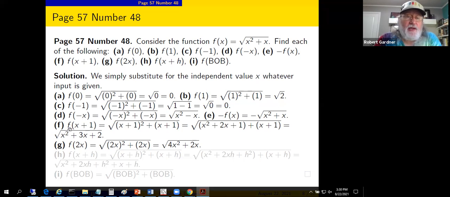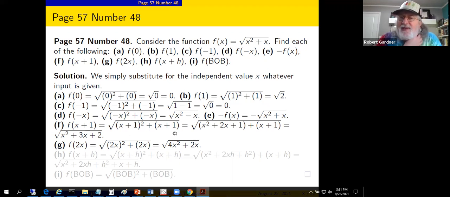Part F asks you to find F of X plus 1. Reading it fast again, F of X plus 1. Wherever you see an X up here in the definition of the function, there, there, and there, we're going to replace it with X plus 1. So F of X plus 1 would be X plus 1 squared plus X plus 1, square root of. Got the parentheses around it. The substitution has been made. Wherever there was an X here, we put an X plus 1 here. And then we'll take a square root. That is F of X plus 1.